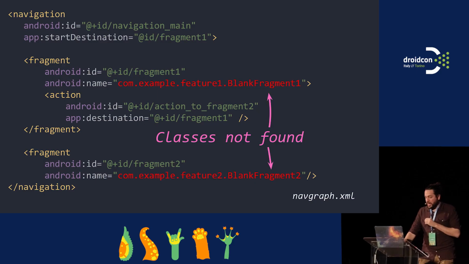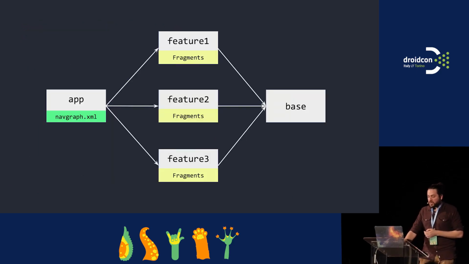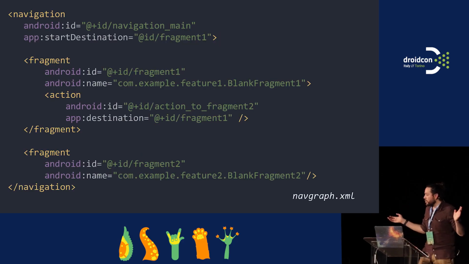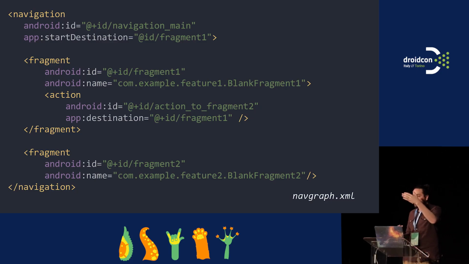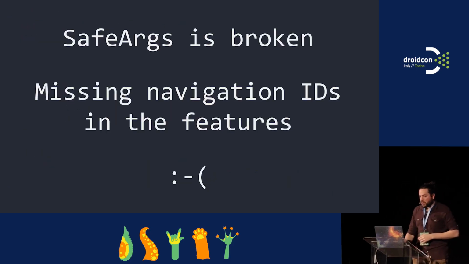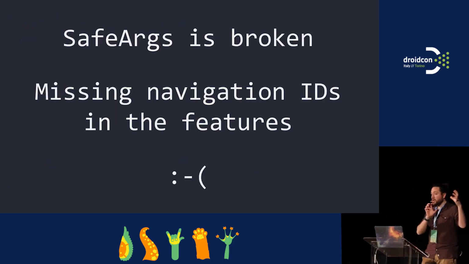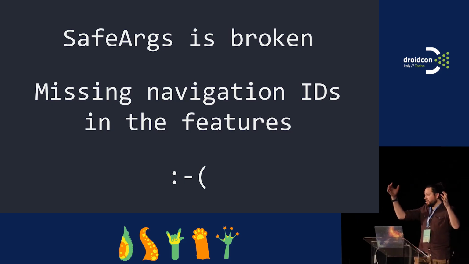Okay, so the classes are not fun, right? So a solution to solve that is to put the nav graph into the app, right? Because the app depends on the different features, and it has access to the fragments, the layouts, and everything. And then it's all green, right? But there is a problem with that: if you do your logic from the features, for example, you won't be able to link it all together, because you won't have the nav graph IDs in your different modules.